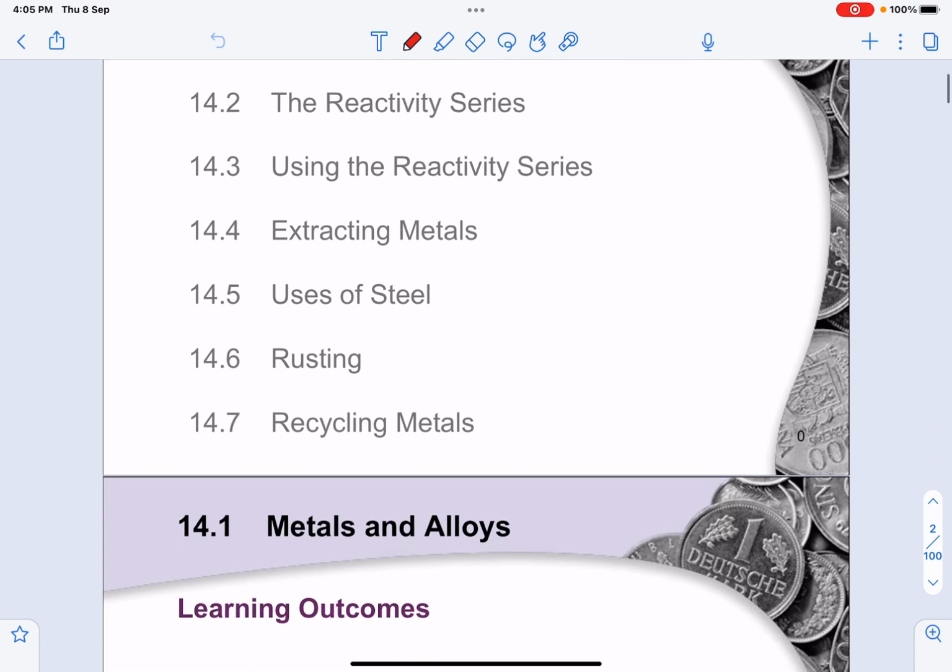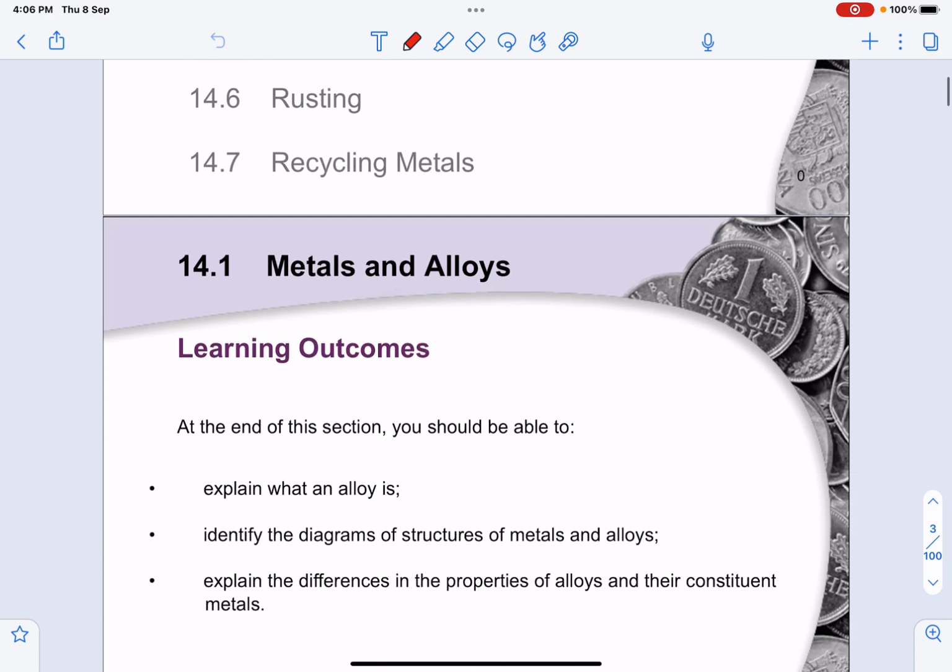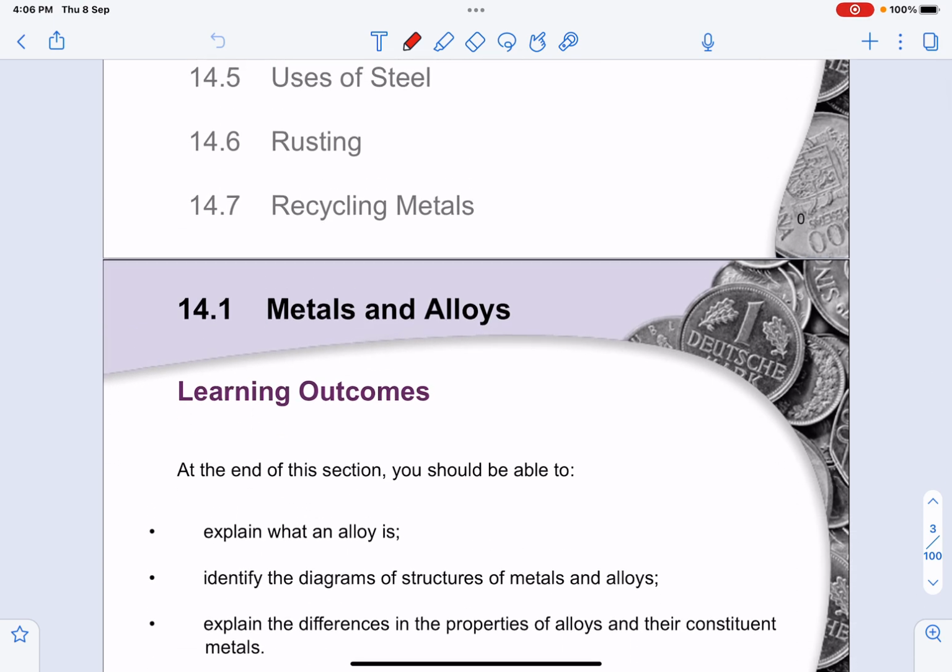Next, we look at extraction of metals and use of steel. This one will come in more for science chemistry, right? It will be the equations, and you'll be required to list the steps on how iron ore is extracted from hematite. Okay, and of course, use of steels, rusting, and recycling metals. Recycling metals can come in through open-ended questions where you'll be asked why we want to conserve, what the benefits are, and what some of the disadvantages are.